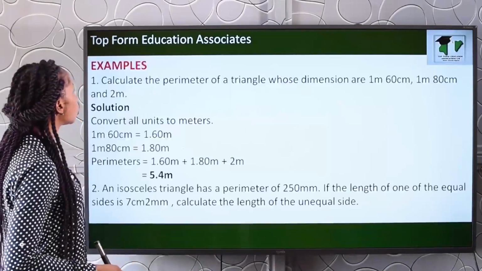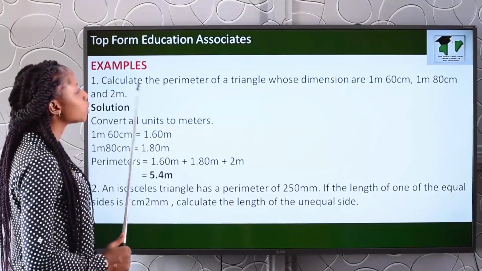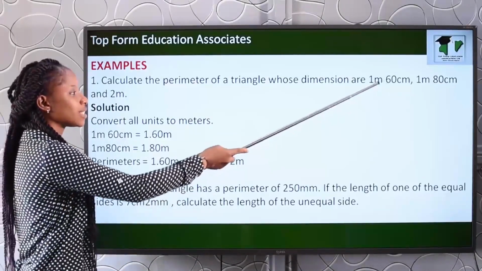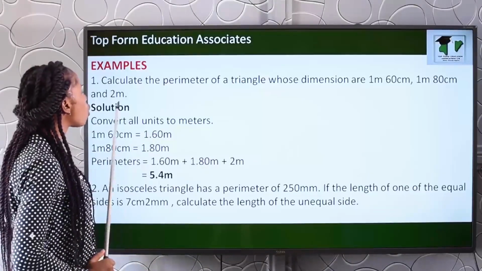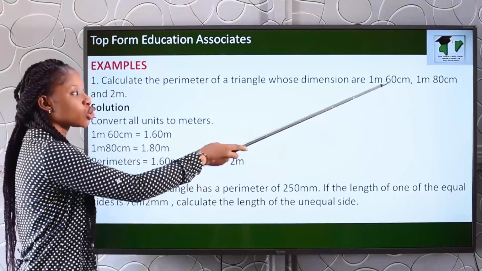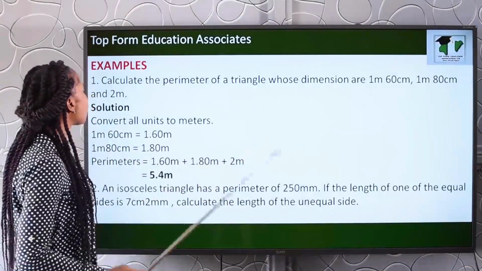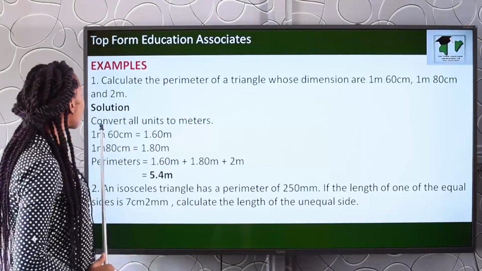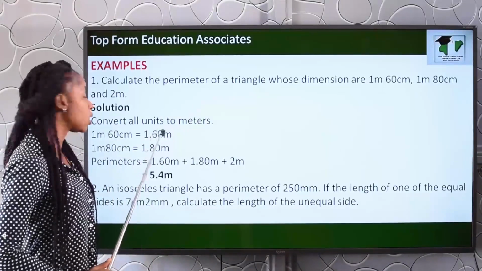Now let's take some examples. Number 1, calculate the perimeter of a triangle whose dimensions are 1 meter 60 centimeters, 1 meter 80 centimeters, and 2 meters. In this question, I want you to pay very close attention to the units. We have to convert these units to make all of them equal. Now, to solve this, we first convert all the units to meters, so they will be equal.